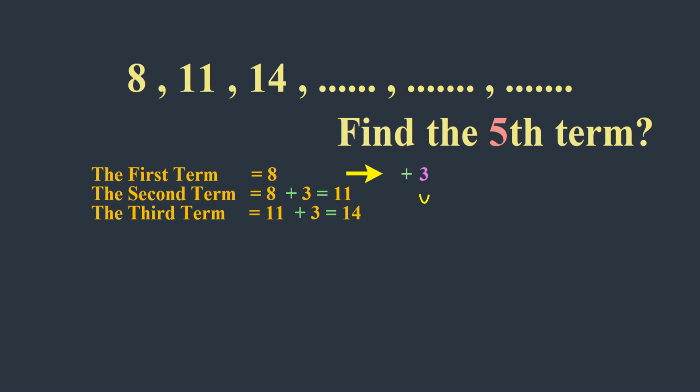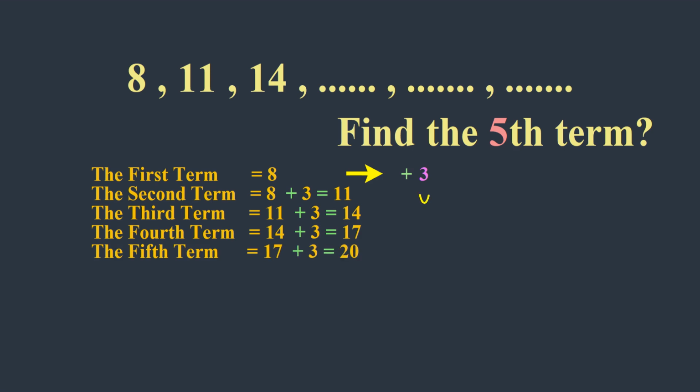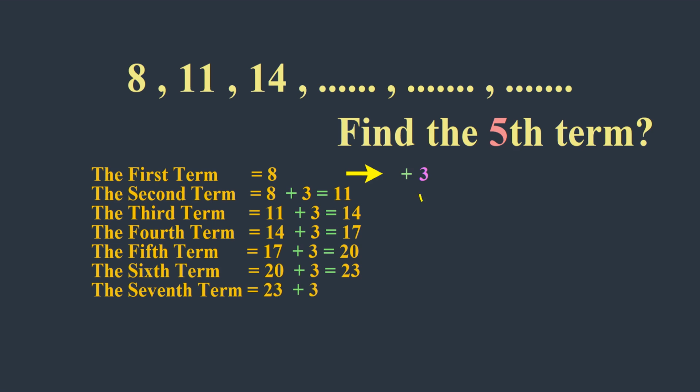And so on. We can get the fourth term by adding 3 to the third term. So the fourth term is equal to 14 plus 3, which equals 17. And the fifth term is equal to 17 plus 3, which equals 20. By the same method, we can get the sixth term, which equals 20 plus 3, which equals 23. And the seventh term is equal to 23 plus 3, which equals 26.